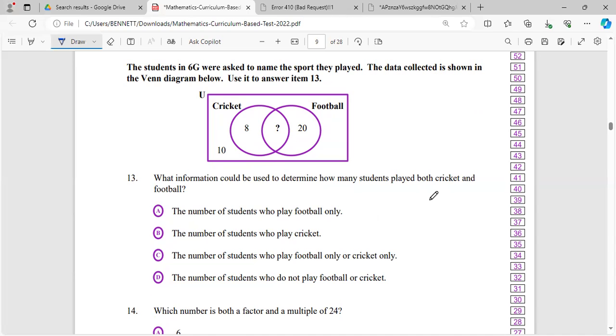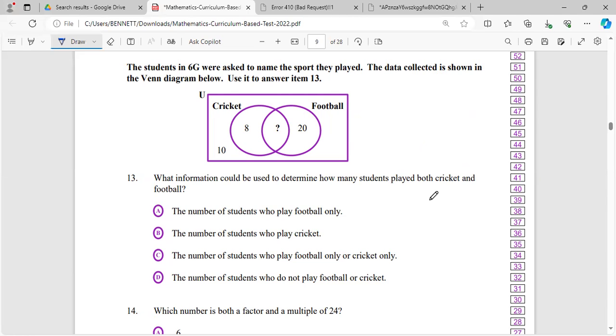All right, this one says the students in 6G were asked to name the sport they played. The data collected is shown in the Venn diagram below. Use it to answer item 13. And they give you the cricket, the football, and they say which information could be used to determine how many students played both cricket and football. A says the number of students who play football only. B, the number of students who played cricket. C, the number of students who play football only or cricket only. Or D, the number of students who do not play football or cricket.